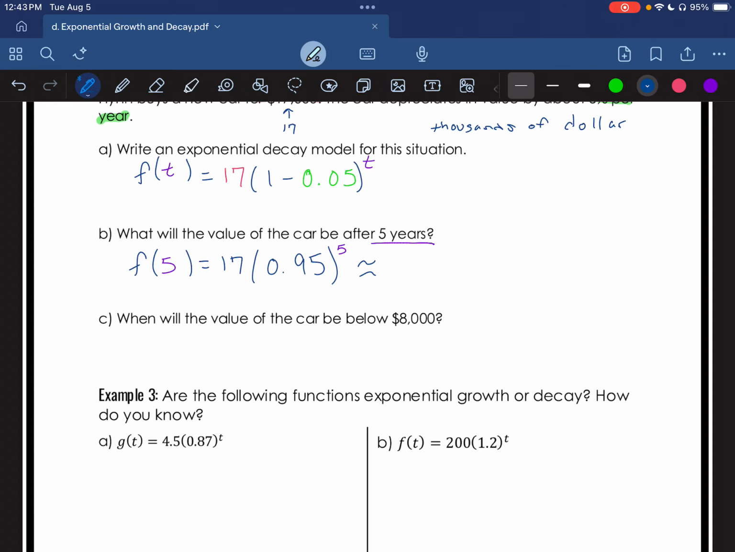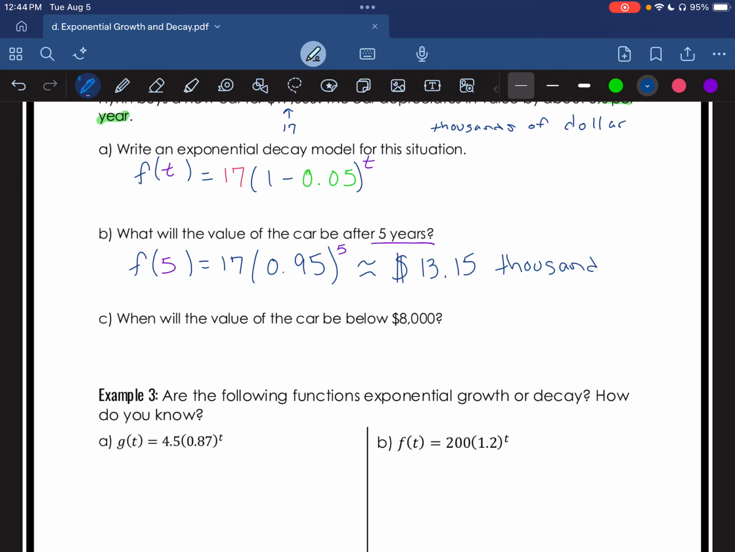We've got an output, now that I've gotten off my soapbox, of about $13.15 thousand, right? So this doesn't mean that poor Flynn's car is worth $13, but $13.15 thousand. Right, this is in terms of thousands of dollars. All right, so when will the car be below 8,000?